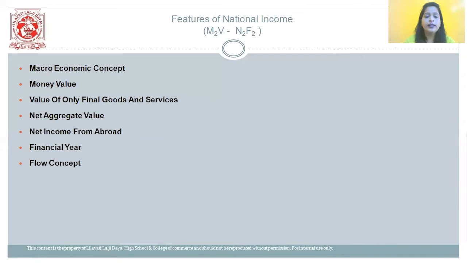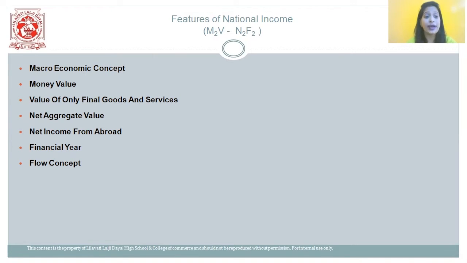Let's move on to the first important answer of this chapter, and that speaks about features of national income. To remember this answer, students, you have a code word MBNF. M square B N square F square. So MBNF. M stands for macroeconomic concept. Here, students, the national income refers to the nation's total income rather than a single individual's income. So here it speaks about the macroeconomic concept.